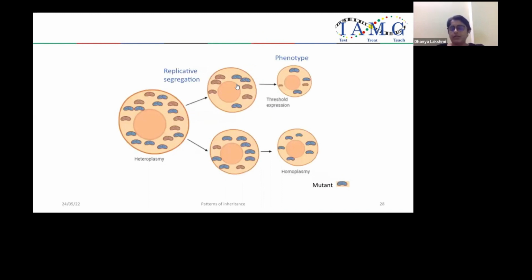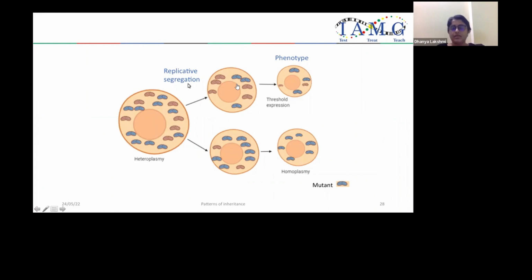So in a cell, actually, there will be around thousands of mitochondrial DNA molecules, which will be distributed in hundreds of mitochondria that are seen in the cell. So some of the mitochondria may have only mutant DNA, or some of the mitochondria may have only wild type DNA. And when a cell divides, the daughter cells also get different numbers of mutant and wild type mitochondria.